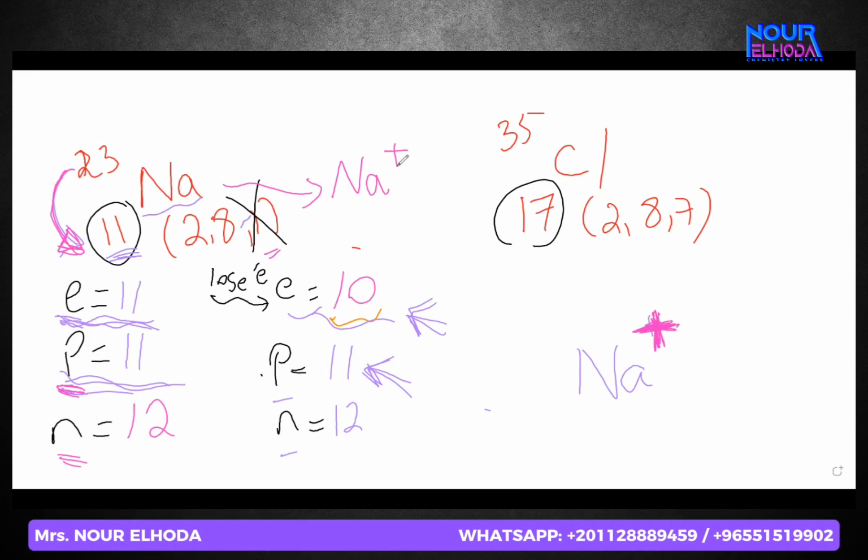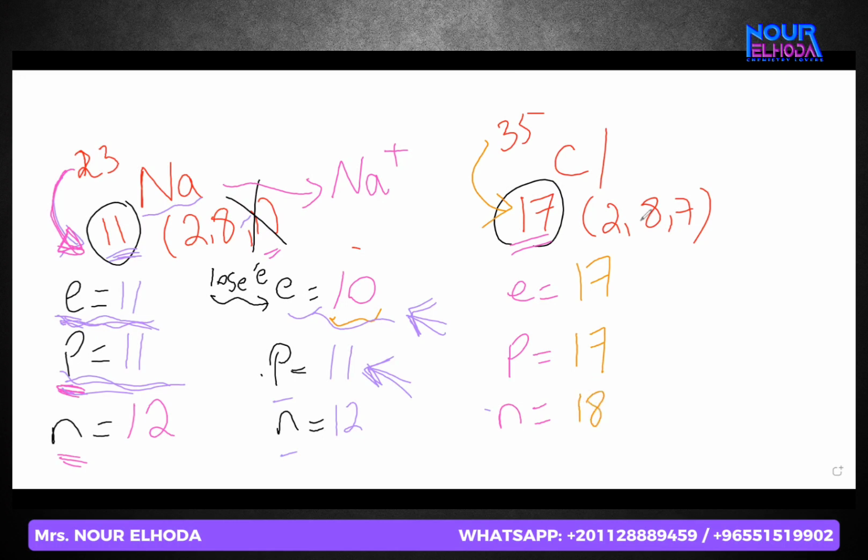Exactly. Bravo Nouri. Let's check the chlorine. For chlorine, how many electrons do I have? How many protons? How many neutrons? Here I was having 17. So how many electrons? How many protons? Bravo Nouri, bravo Sara. Good job Konouz and Justina. So here I was having 17 electrons, 17 protons. Neutrons, you will subtract them together, so it will be 18.